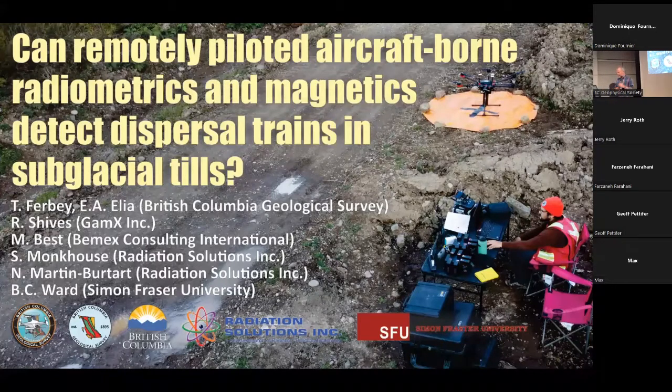Rob Shives, Mel Best, Steve Monkhouse, and Nicholas, who we've just heard from, are coming at this from a geophysics and physics perspective. And they bring a wealth of knowledge to this project, and really that wealth of knowledge is required to try and answer this question. And so we are quite lucky to have them working with us.